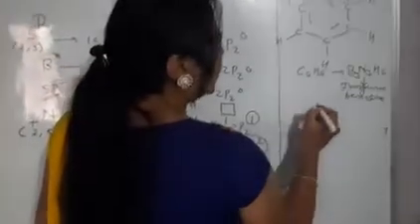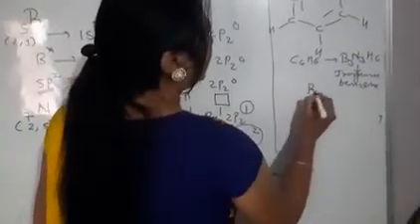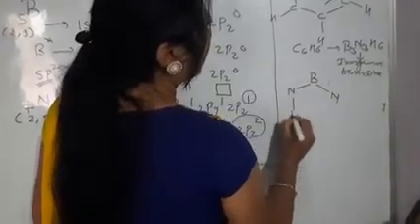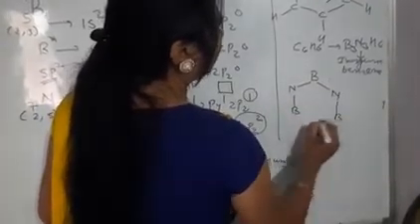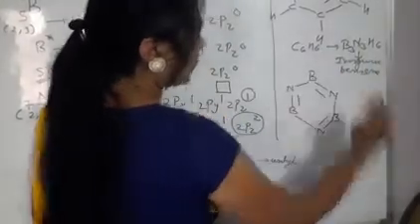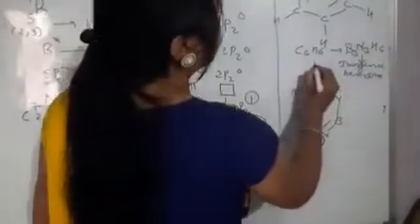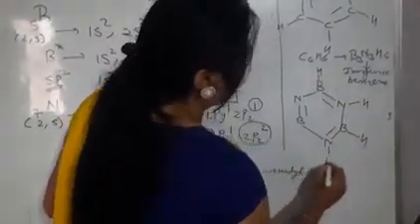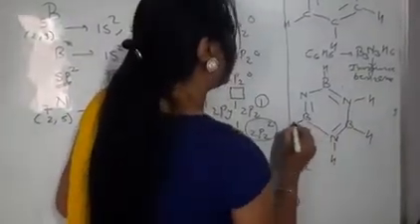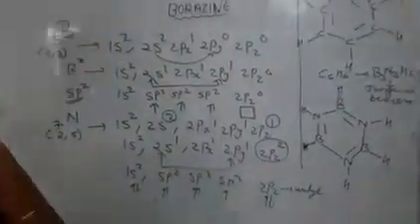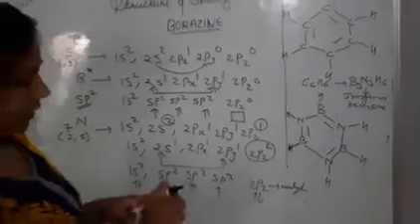So what will be the structure of borazine? See here, it is just like that. Boron here, then nitrogen, alternately they are placed. Boron, nitrogen, and there are 3 pi bonds, and there are 6 hydrogen atoms. So this is the structure of an inorganic benzene. Okay, student, now we have to explain the structure of this borazine, how it is formed.